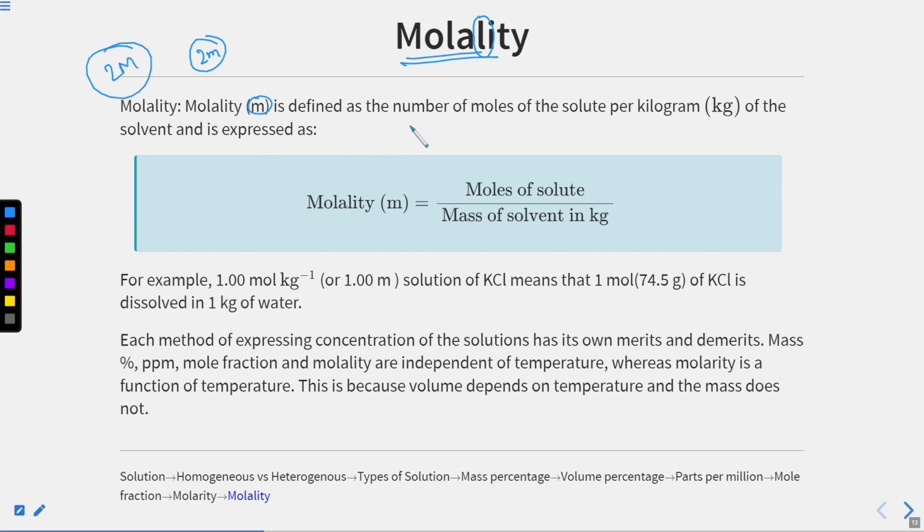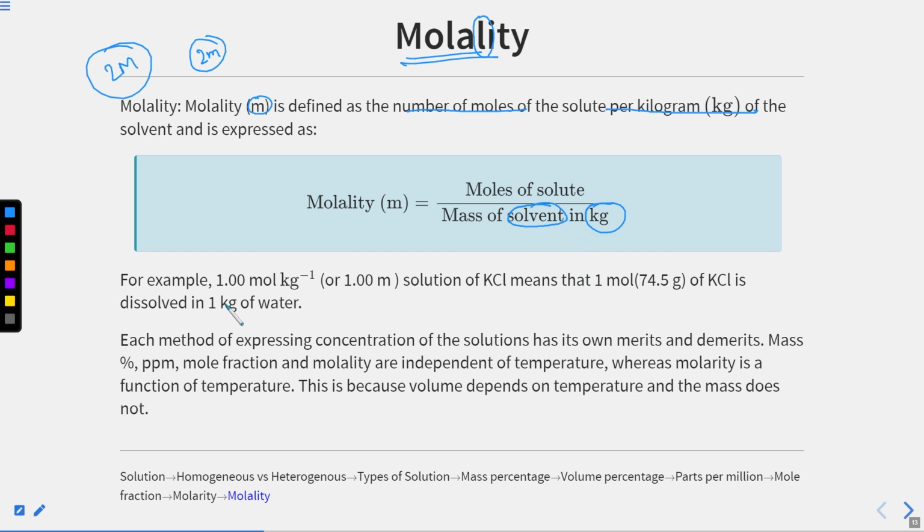So how is it defined? It is the number of moles dissolved per kg of the solvent. Two things to notice here: first, the unit of this mass should be in kg, that is present in the lower fraction, and we are taking the mass of solvent and not the solution. So it is the number of moles of solute dissolved in 1 kg of this solvent. So in the lower fraction we have this solvent mass, and that is also in kg.